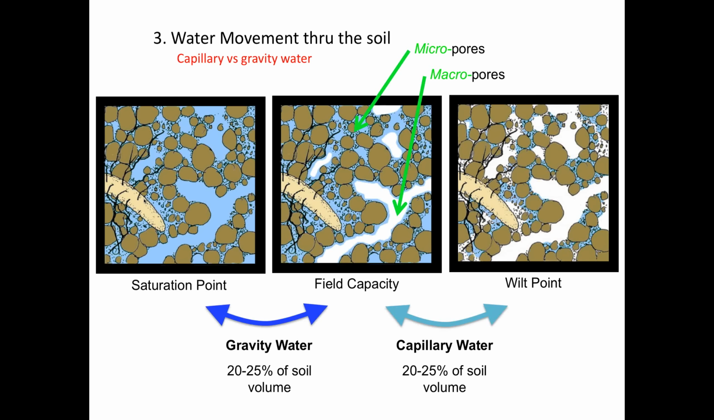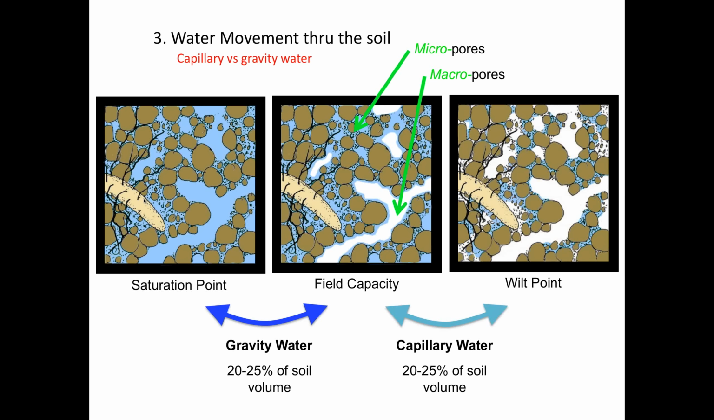And at that point, the only way in which additional water can get out of the soil is either by roots extracting water or wind blowing over the soil and evaporating the water out.